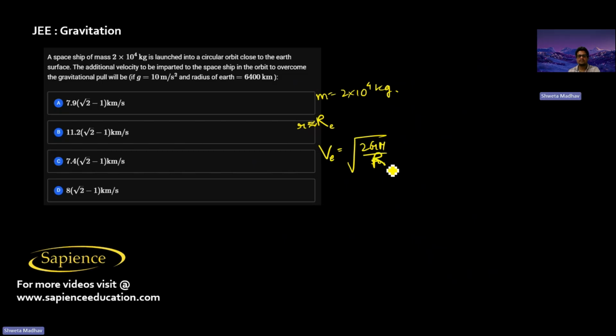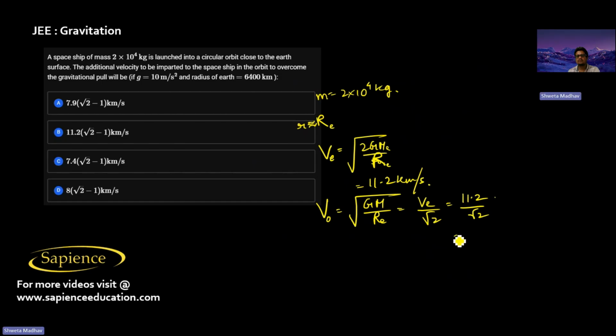With r equal to Re, it is equal to 11.2 kilometer per second, and the orbital velocity, that is root GM by Re, is equal to escape velocity by root 2, which is equal to 11.2 by root 2, approximately 7.92 kilometer per second, or I can say 11.2 by root 2 kilometer per second.